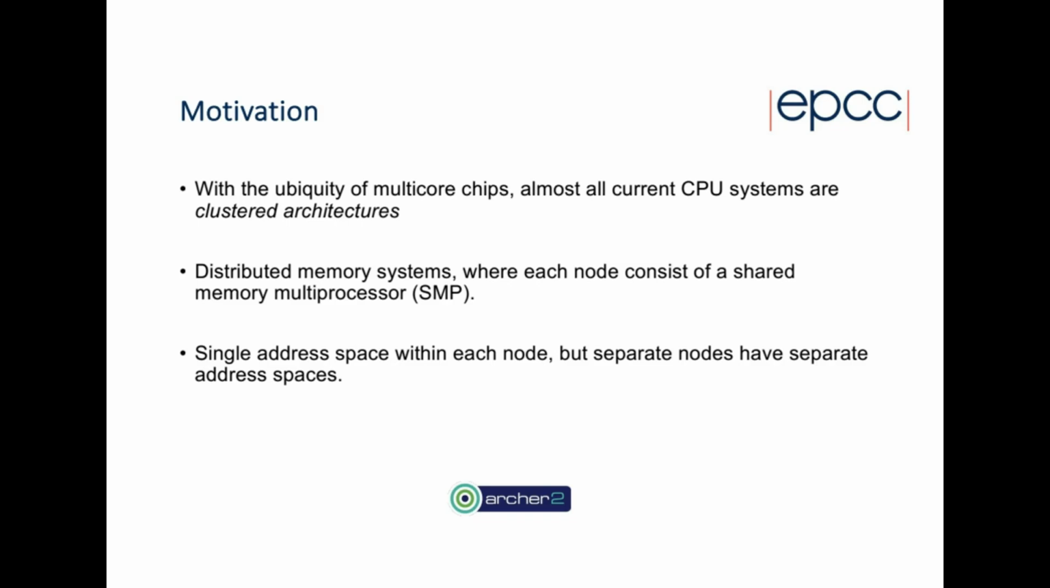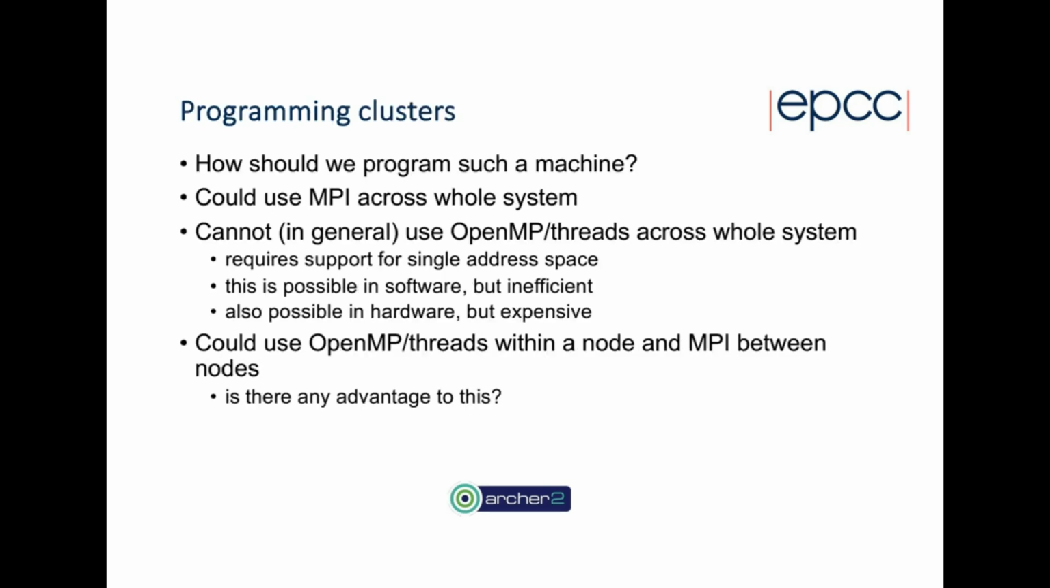So what we've been working with in HPC for quite a long time now are these distributed memory systems where each node consists of a shared memory multiprocessor. So from a programming point of view, we have a single address space available within every node, but separate nodes have separate address spaces. So the question is, how should we program such a machine? Well, it's perfectly fine, and it works, to just use plain old MPI across the whole system.